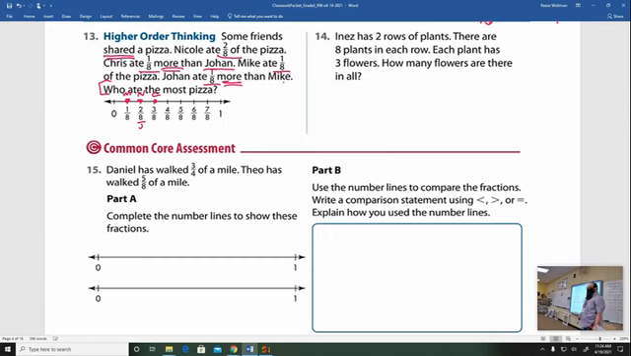Anybody get anything different on that one? Let's talk about it. Anybody get anything different on that one? What do you guys think? Come on, guys, be honest. So you're telling me every single person got that one right? I see some thumbs. Give me thumbs if you got it right.